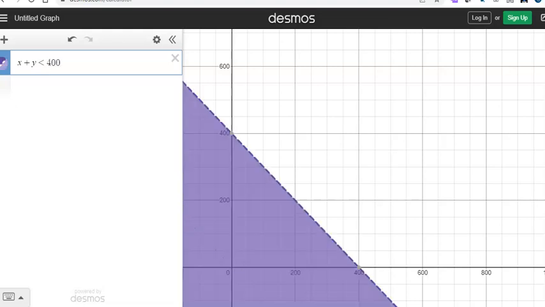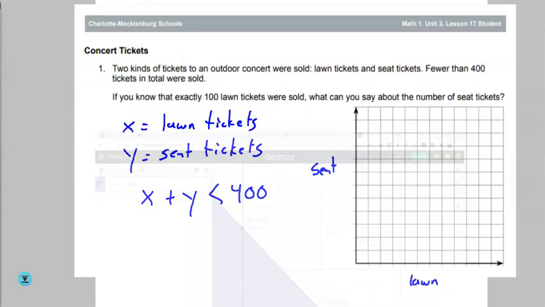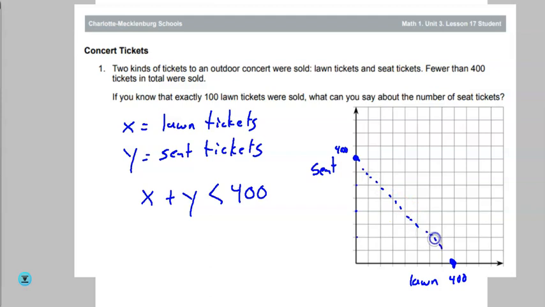It's going to be that dotted line with 400 as your two intercepts. So if we count by 50 again, 50, 100, 150, 200, 250, 300, 350, 400 would be there. And 100, 200, 300, 400 here. And it's a dotted line. And we know it's got to be in this region.